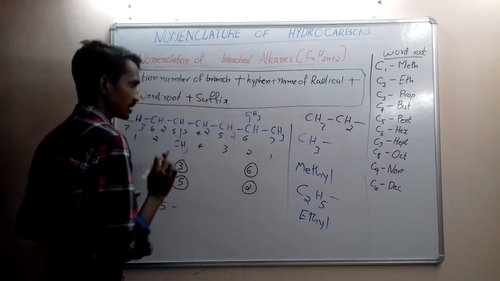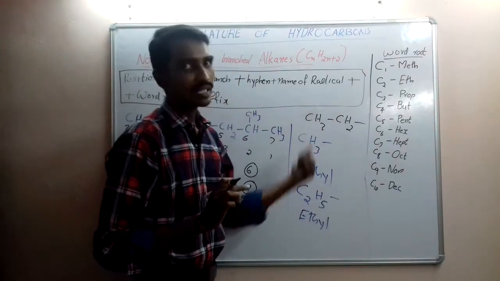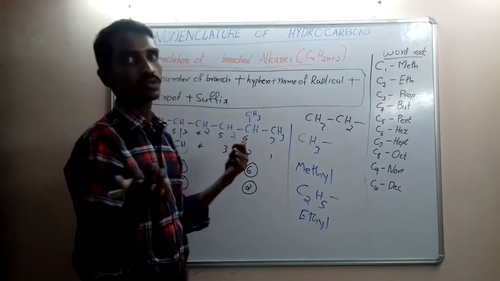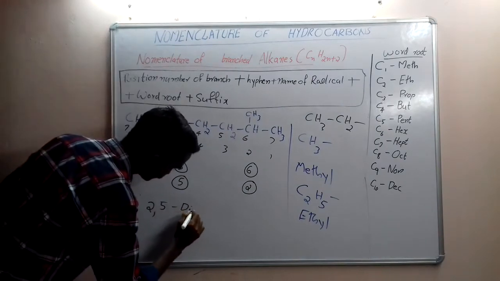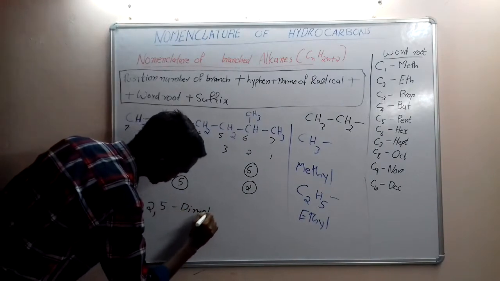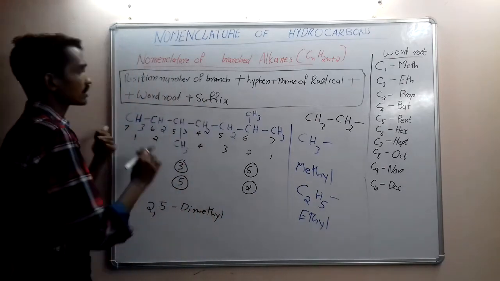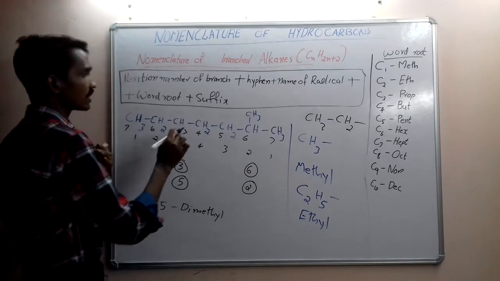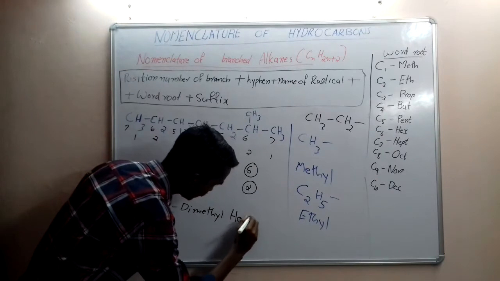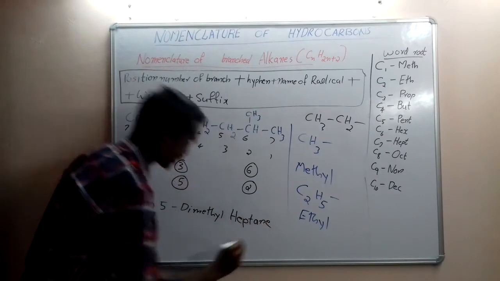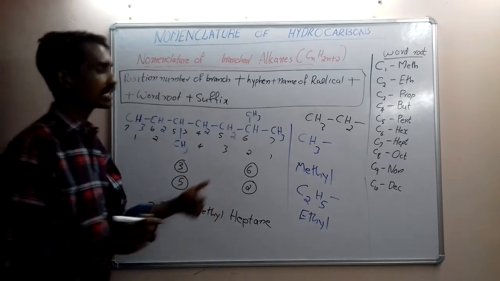Which are they? CH3, CH3. We call it methyl. 2 methyl is there, so we call it dimethyl. Same way, word root, what is 7? 7 means hept. Heptane. Okay, 2,5-dimethylheptane.